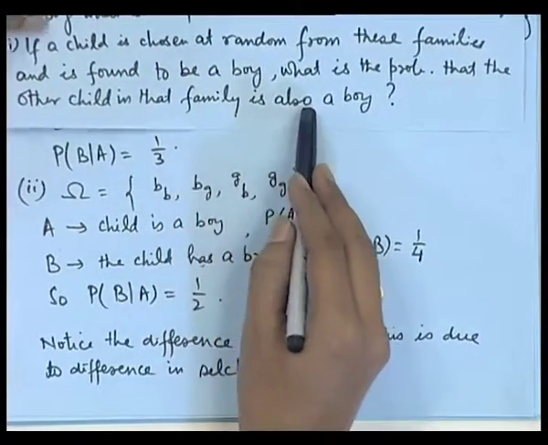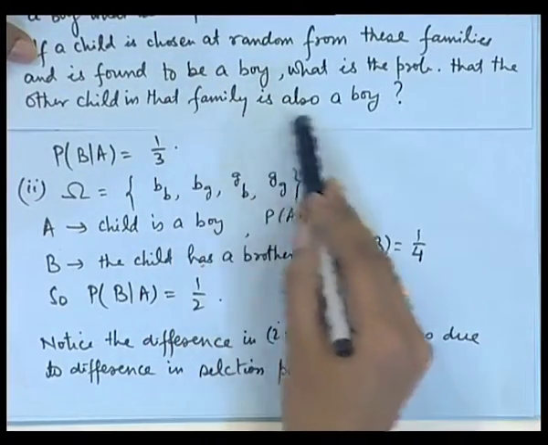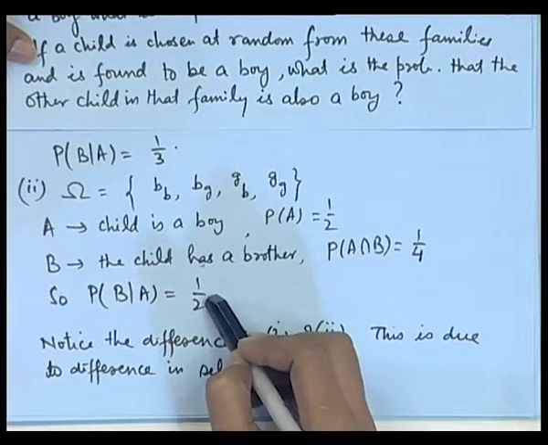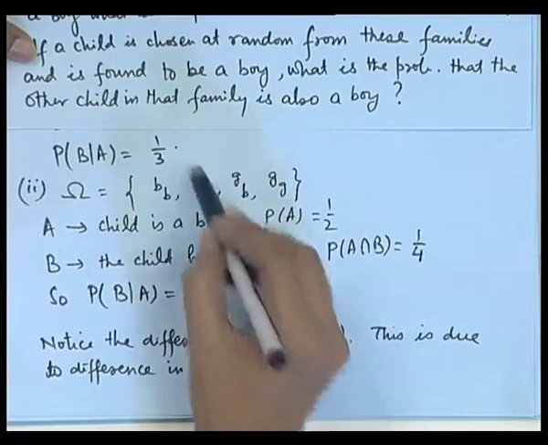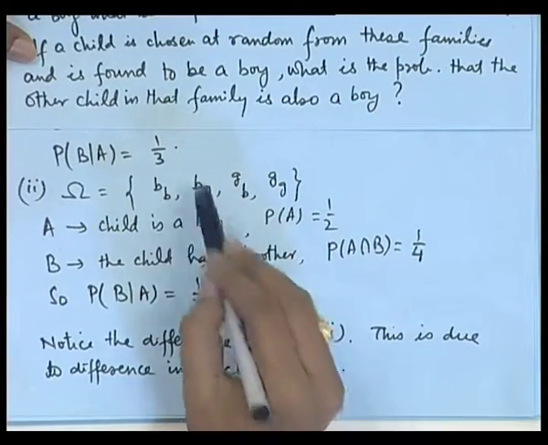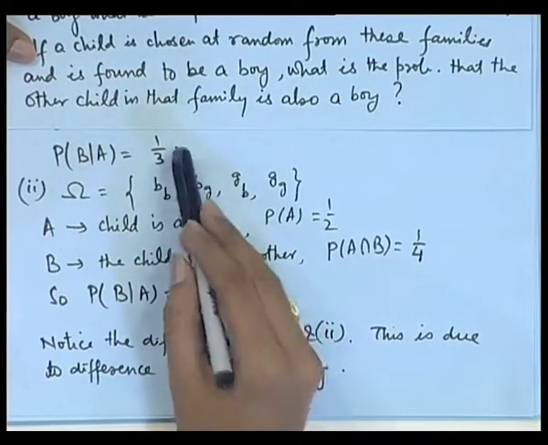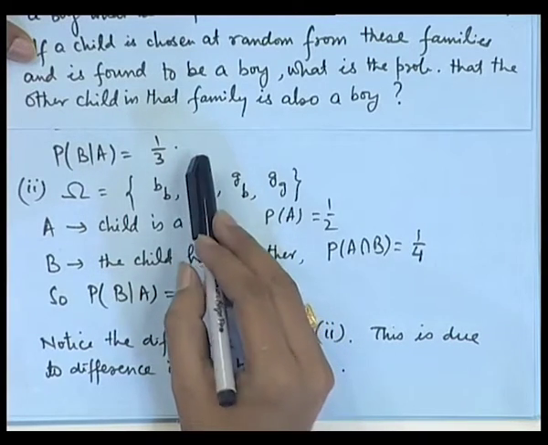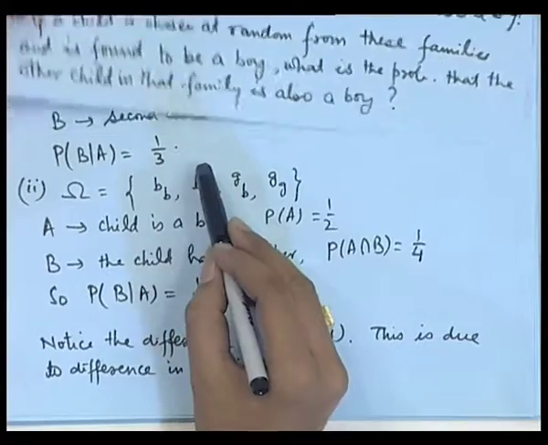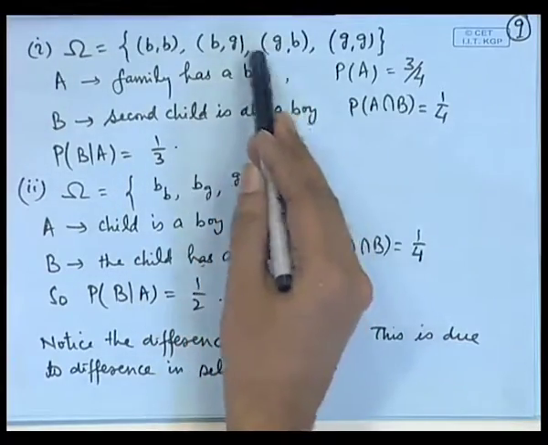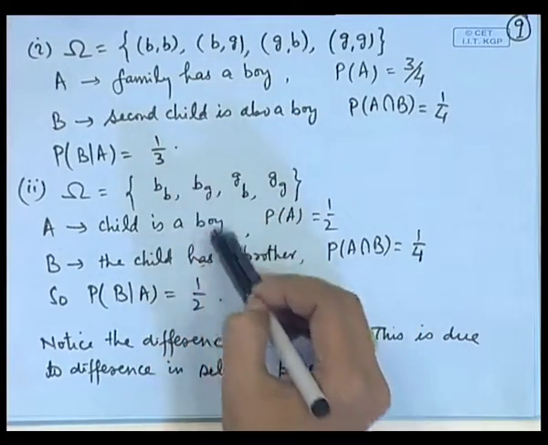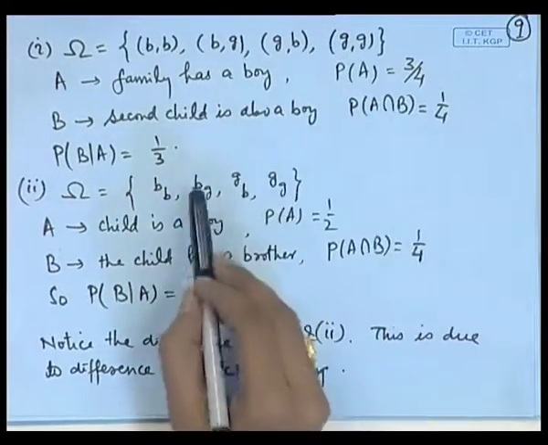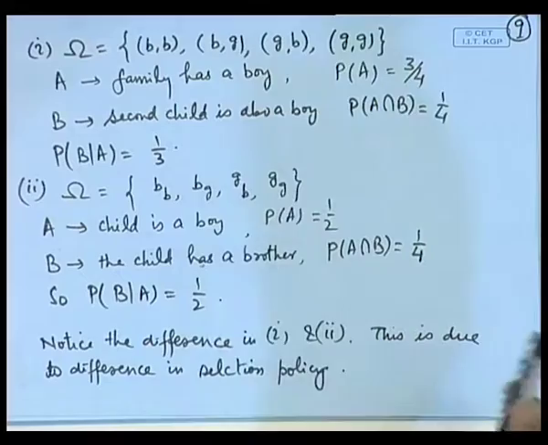Whereas, in the second case, the child is chosen, what is the probability that the other child in the family is also a boy? Here it is half. So, it may look counterintuitive, but the answers are coming different, whereas the event looks to be the same. However, it is not so, because the sampling scheme is different in both the cases, and therefore, the representation of the sample space itself is different in both the cases. In the first case, the sample space is described like this, and in the second case, it is described like this.